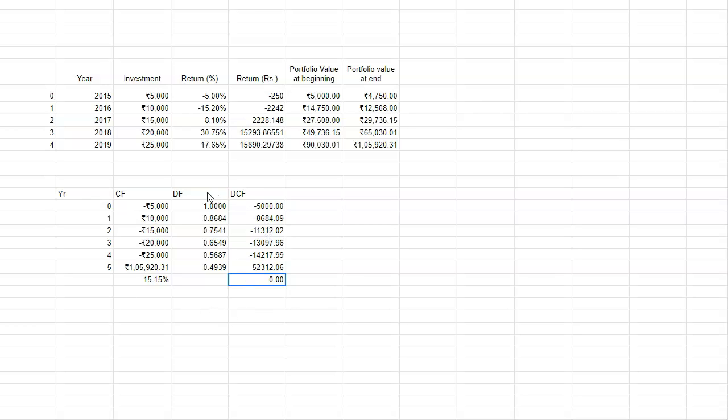Anyway, this was just to check if we were right. Your answer is this number. So your money weighted rate of return is equal to this.